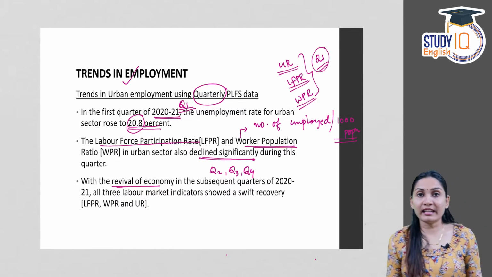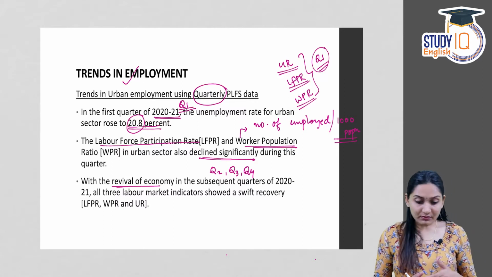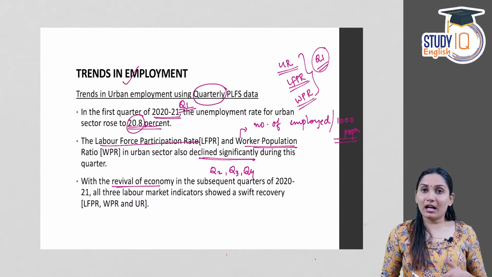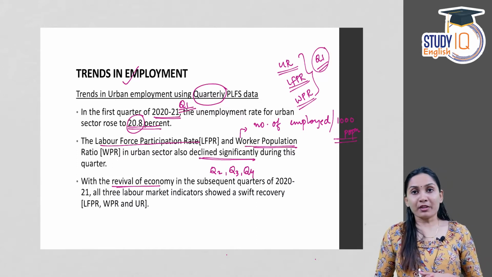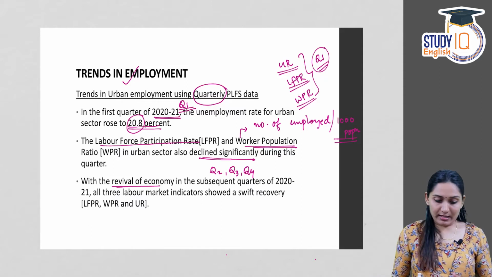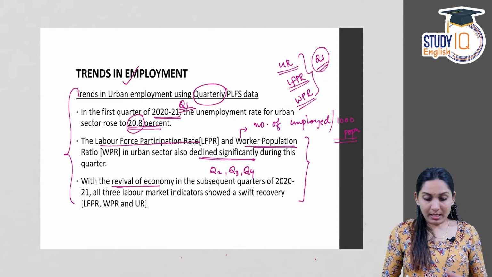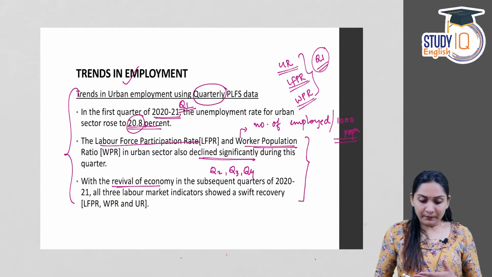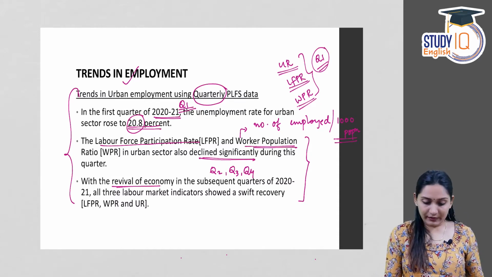So what are the three labor market indicators that we learned? One is unemployment rate, second one is labor force participation rate, and the third one is WPR, which is the worker population ratio. So these three are the indicators. So in all these three indicators, there was a positive recovery during the revival of the economy.